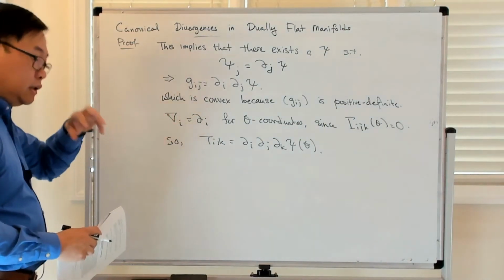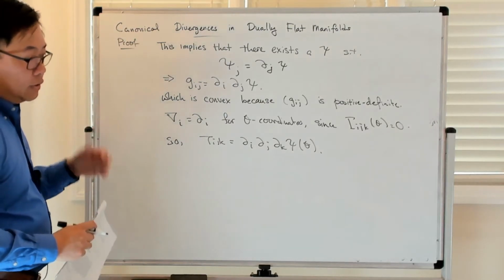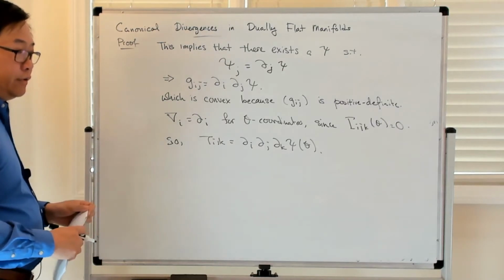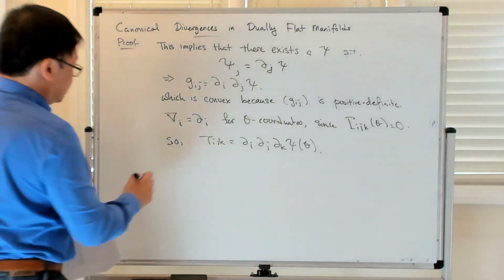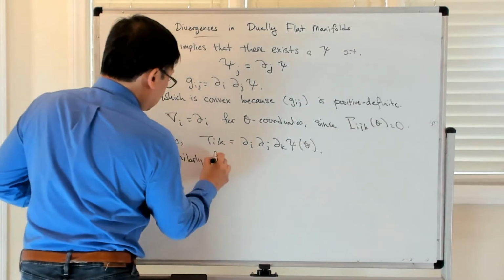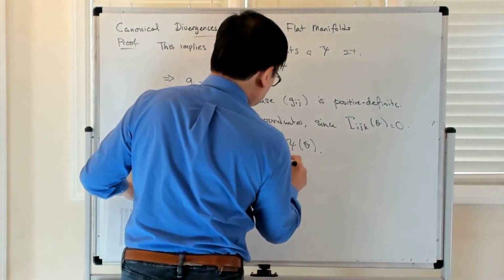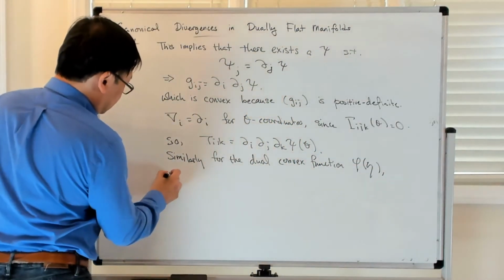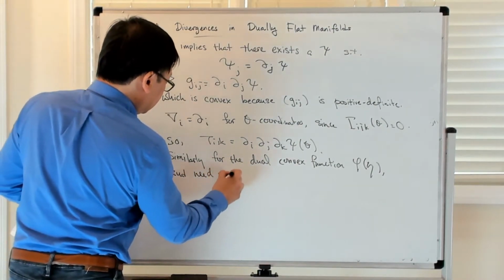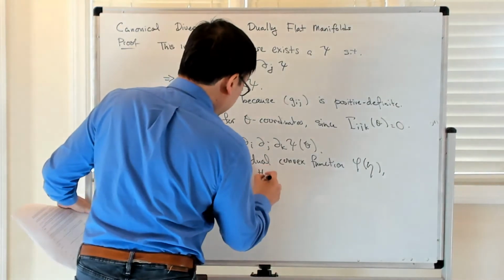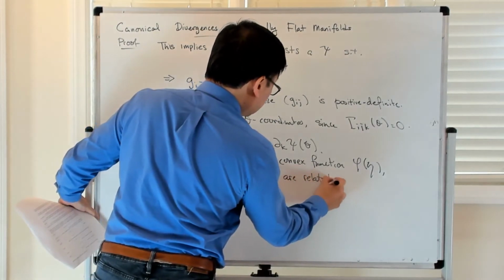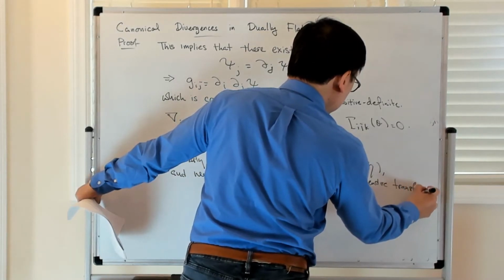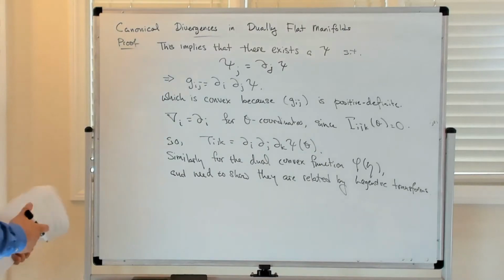You can do essentially the same construction on the dual coordinate system using the fact that the dual connection coefficients vanish with respect to the dual coordinate system. And then finally, of course, you have to show that these two things are related to each other via the usual Legendre transform. Okay, but that's essentially the idea. So similarly, for the dual convex function psi of eta, we still need to show they're related by Legendre transforms. Okay. All right. So that's the first part.